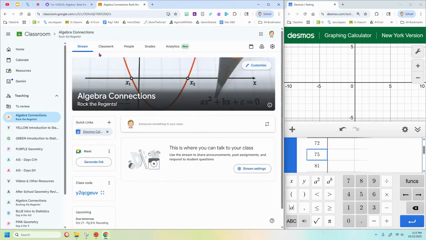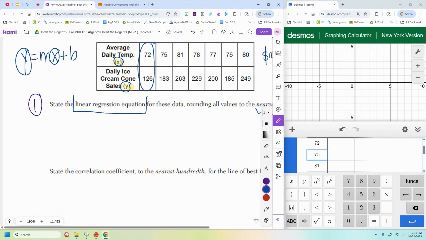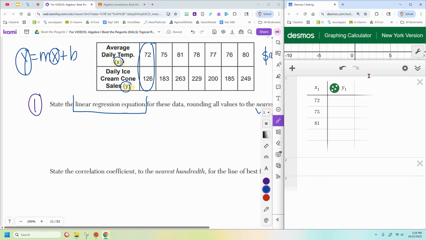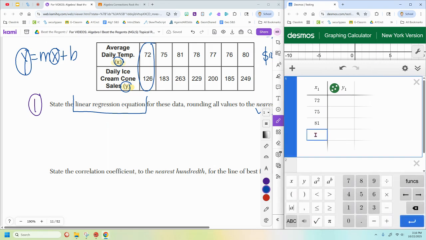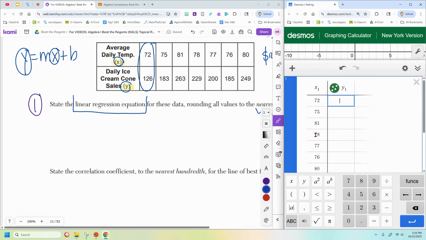I think this is the right one. Yes, it is. All right, and there's my table. Another thing you can do is pull this up and get rid of the graph. I'll go back to that in just a little bit, and I'm going to type my values in. So all the X's, and now I'm going to do all the ice cream sales.